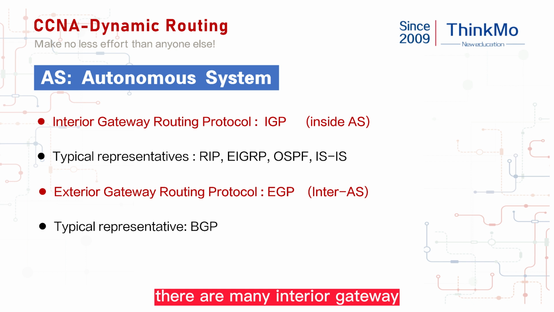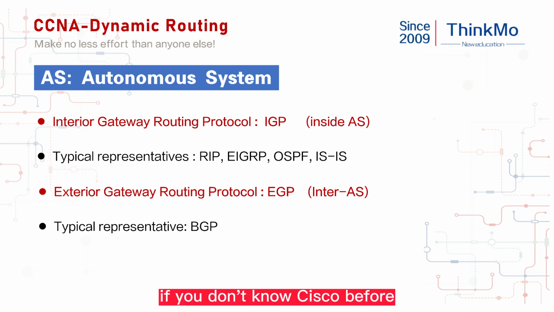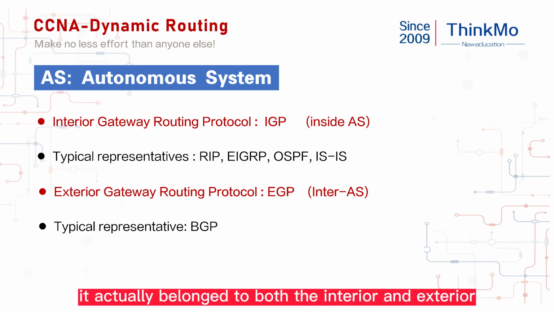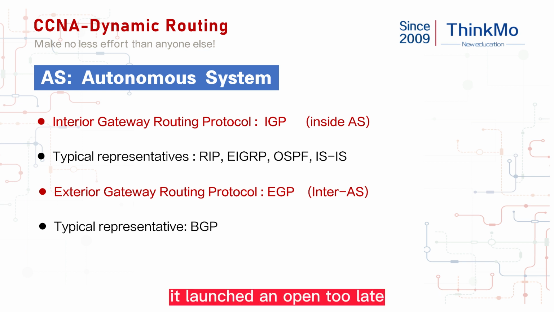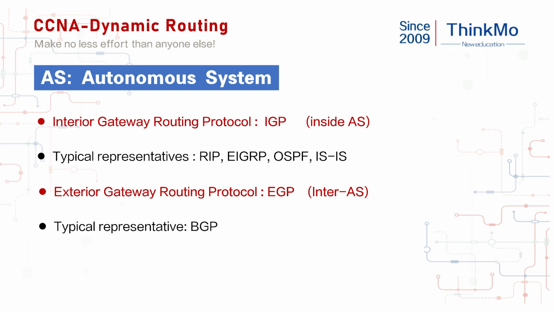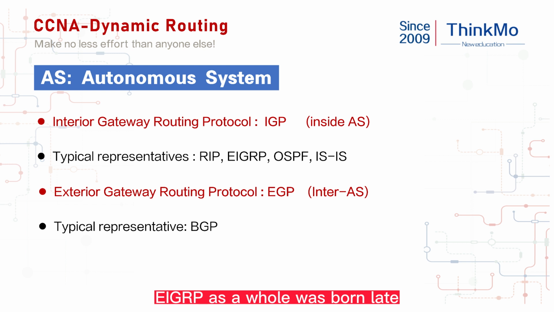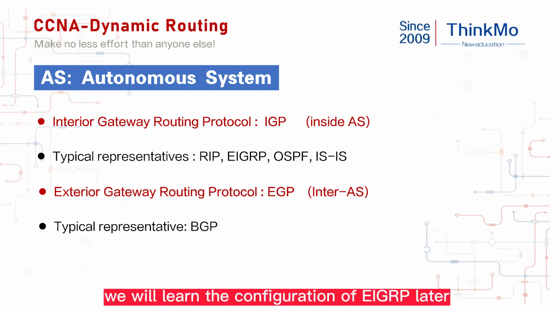There are many interior gateway routing protocols running inside the AS: OSPF, ISIS, RIP, EIGRP, etc. If you don't know Cisco before, I can tell you about EIGRP. Early on it actually belonged to both the interior and exterior, that is, it can also be used between ASs. But unfortunately, it was launched and opened too late. Now all the ASs on the public network are running BGP. EIGRP as a whole was born late. We will learn the configuration of EIGRP later.